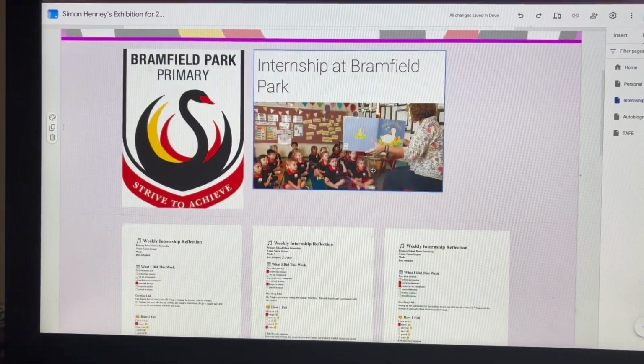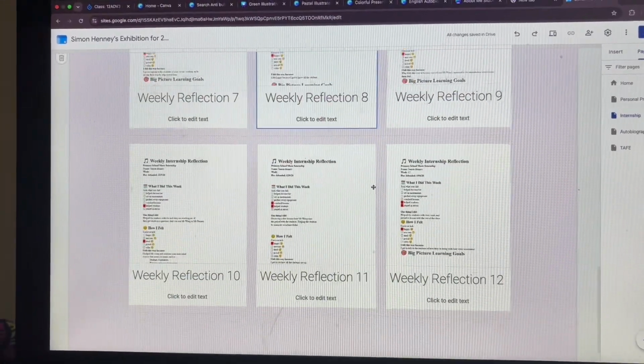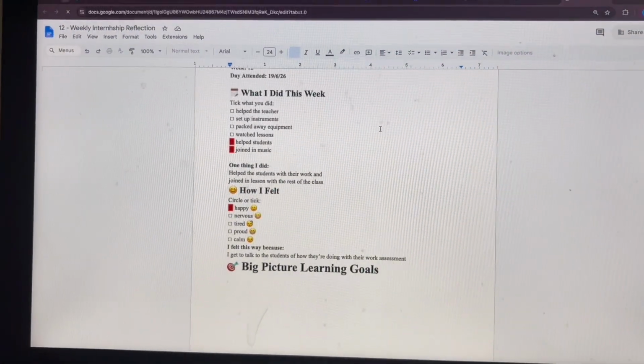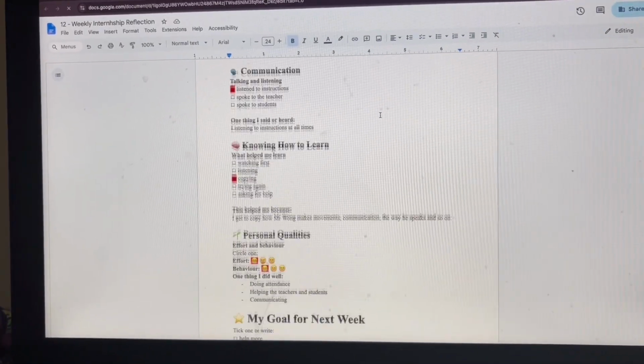Here are the notes I filled out during my internship. I created a weekly reflection every time I went to teach and came back. These are some emails that I've sent for my internship.